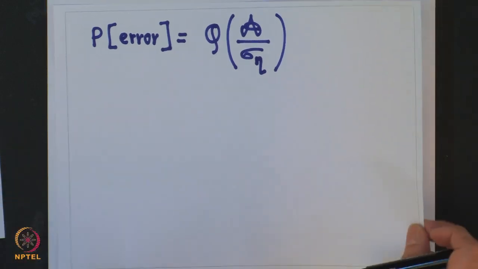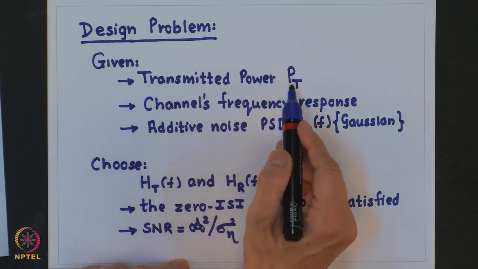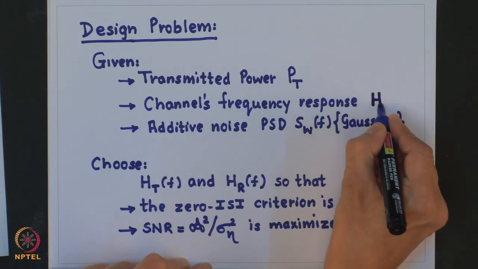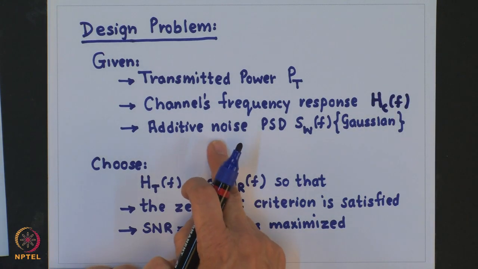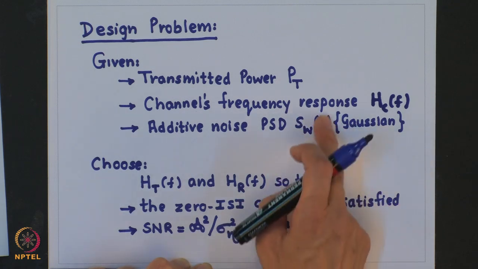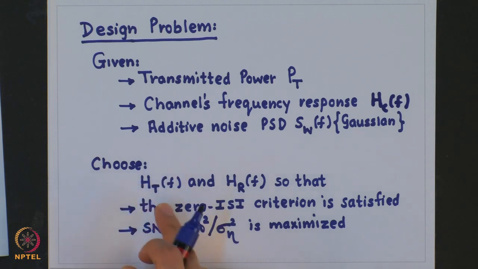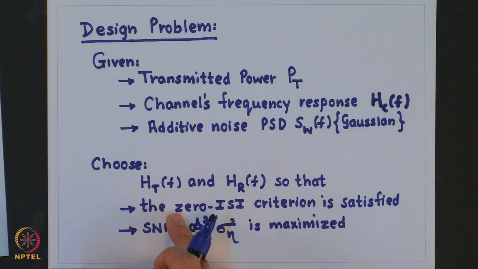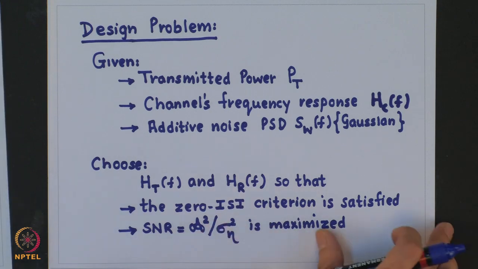So, given this, our design problem reduces to the following. I have been given the transmitted power PT. I know the channel's frequency response, that is HCF, and the input power spectral density at the receiver is Gaussian with 0 mean. Now, the problem is to choose the terminal filters, that is the transmitting filter and the receiving filter, so that it satisfies the 0 ISI criterion and the signal to noise ratio at the sampling instance, which is given by this quantity, is maximized, because this will minimize the probability of error.